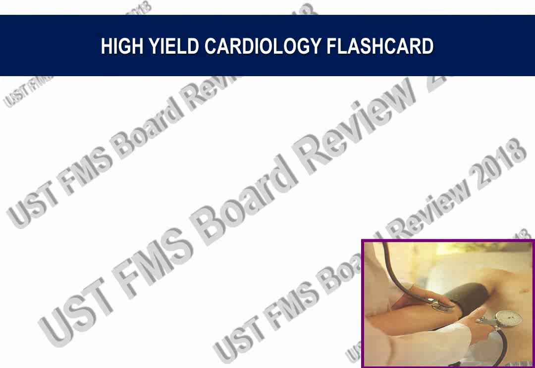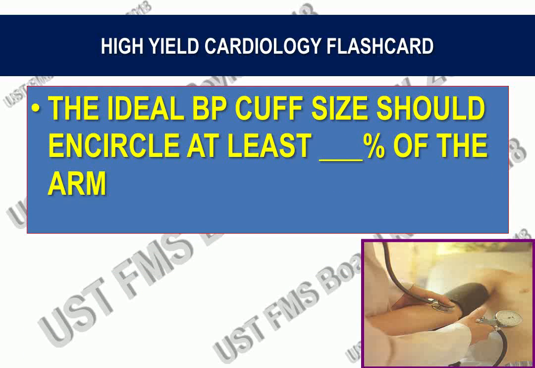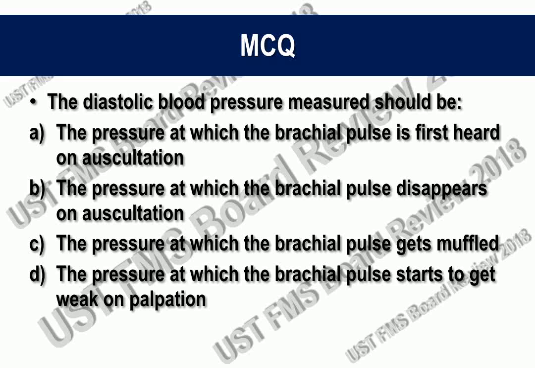Let's go over now to physical examination, another flashcard. The ideal blood pressure cuff size should encircle at least how many percent of the arm? This is medicine 1. So the ideal BP cuff size should be 80% of the circumference of the arm. Multiple choice. The diastolic blood pressure measured should be A, B, C, or D. What do you think?